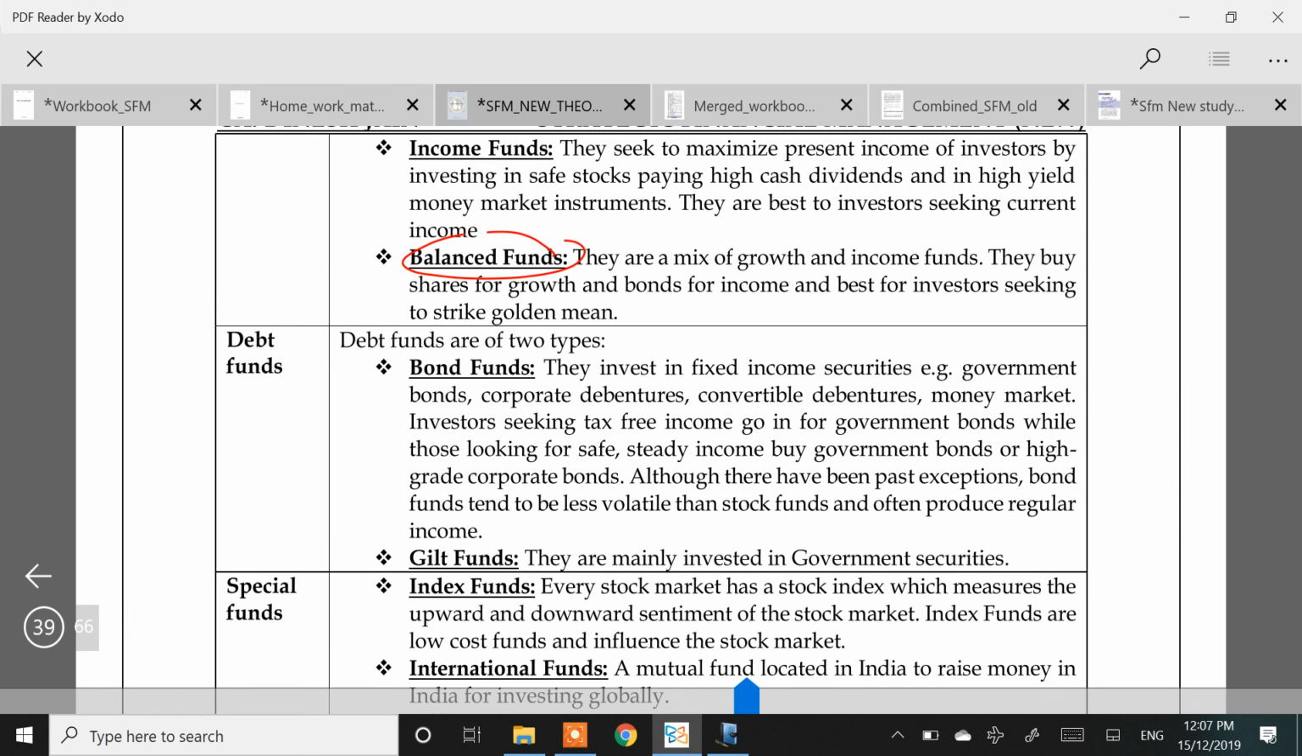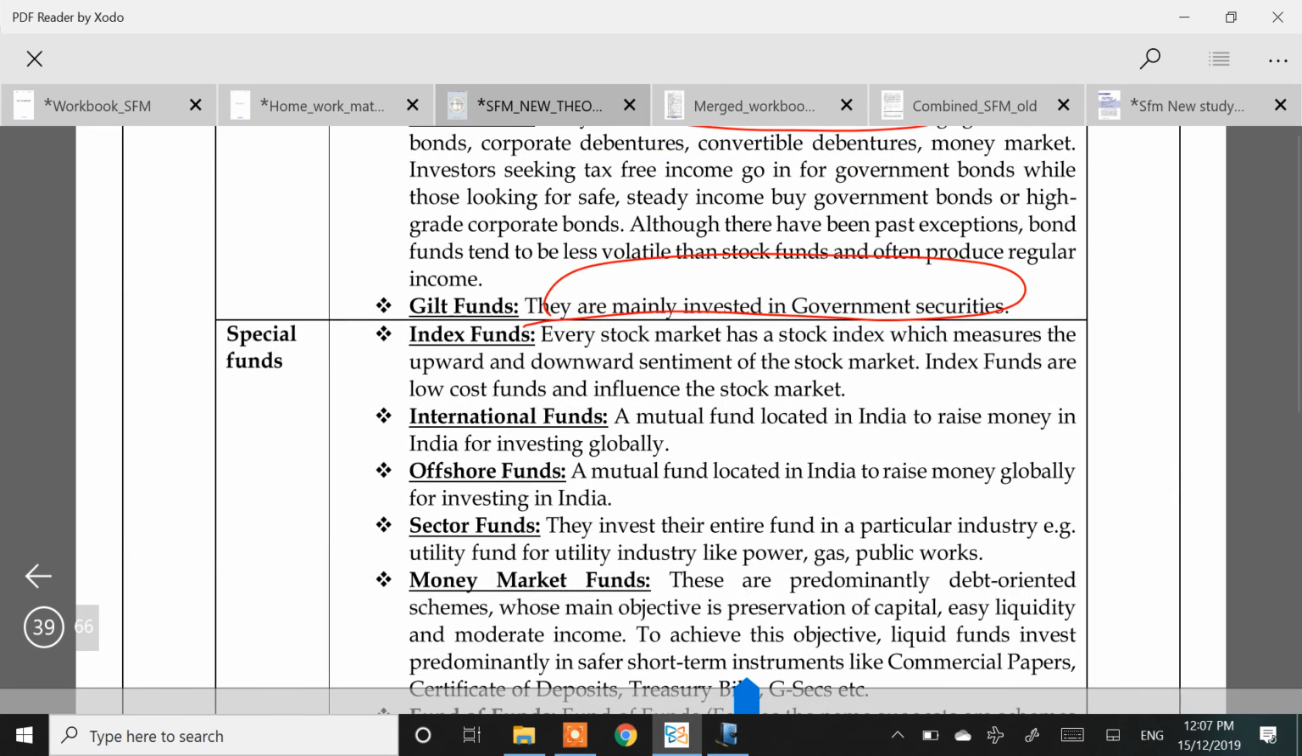Debt funds can be categorized as bond funds and gilt funds. Bond funds invest in fixed income securities. Here you can make investments in corporate debentures, convertible debentures, money markets, government bonds, fixed deposits. You can invest in various securities, but gilt funds are those which invest only in government securities. We also have special funds, and there are a lot of them. Index funds are those which will invest in various indices. From the India point of view, it can invest in Nifty or in Sensex. An international fund raises money in India but invests globally. An offshore fund raises money globally but invests in India.